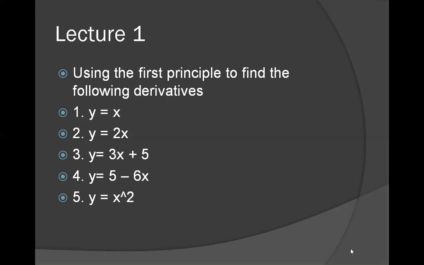Now, let's try to solve problem. Now look at these questions. Using the first principle to find the following derivatives. Number 1, y is equal to x. Number 2, y is equal to 2x. Number 3, y is equal to 3x plus 5. Number 4, y is equal to 5 minus 6x. Number 5, y is equal to x squared. Now let's get started.